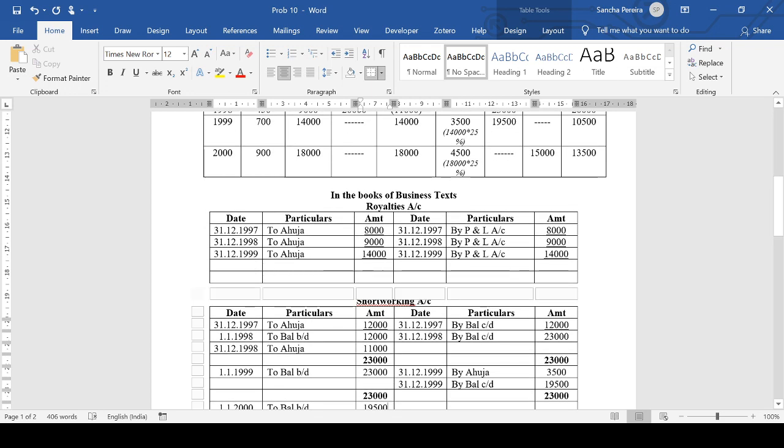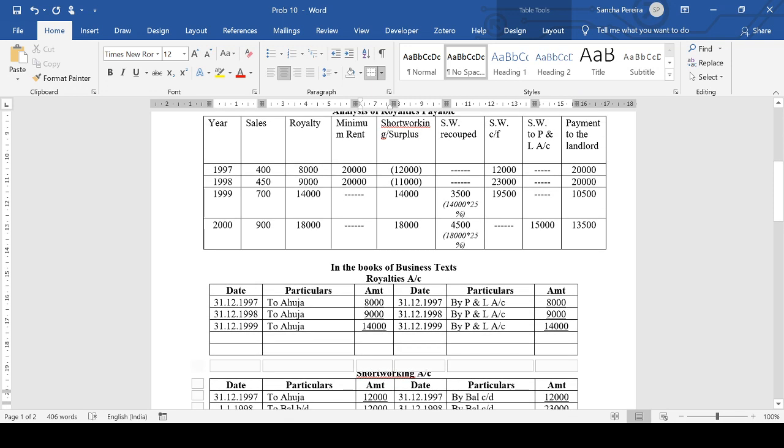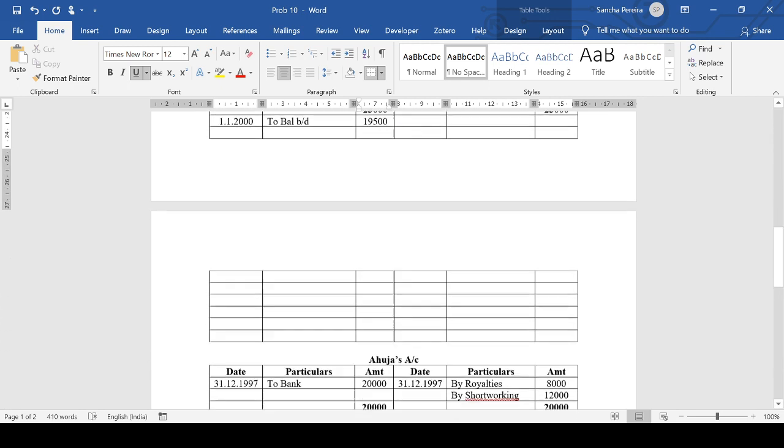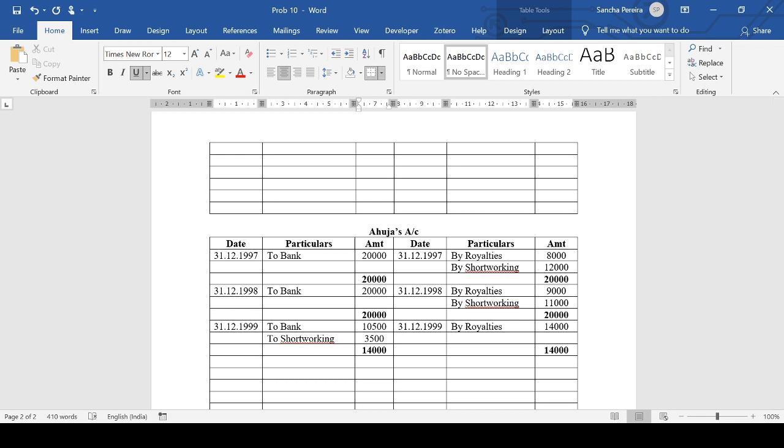And now we come to the last year where again we have a similar situation where the royalty is more than the minimum rent. So again the same set of entries. Royalties account debit to landlord account, to Ahuja. Royalties are 18,000. So if you say to Ahuja, in Ahuja it's going to be by royalties, 18,000.